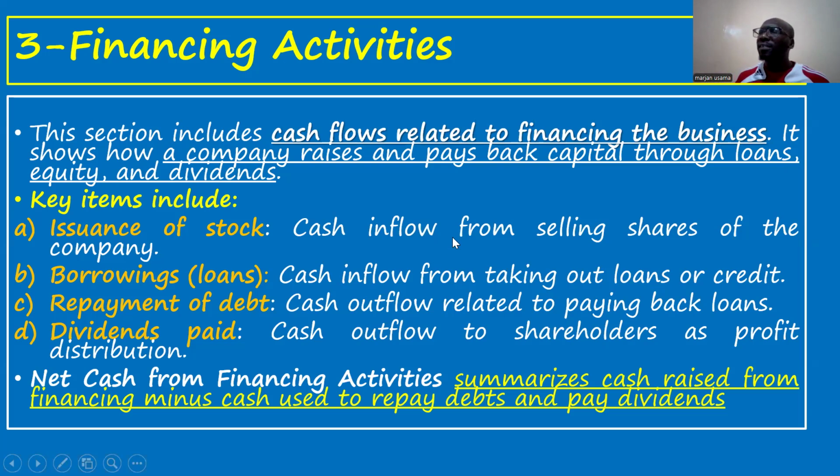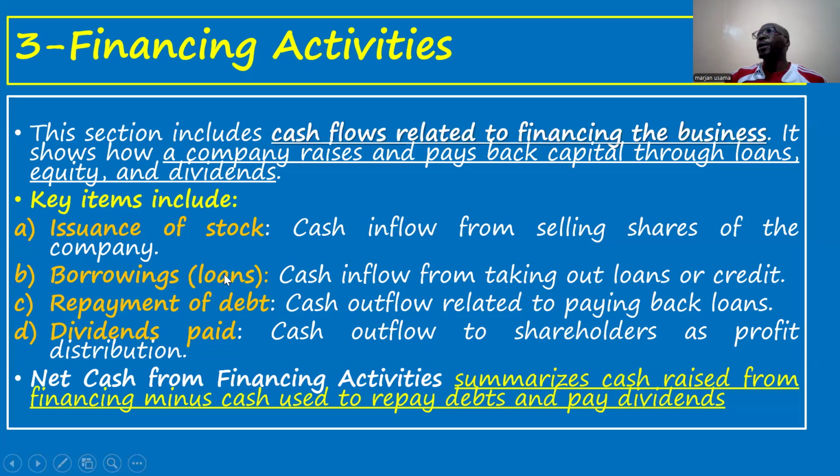So if as a company we need money, what do we do? We sell the shares of our company, or the stocks, and in return, money comes in. That is the meaning of the financing activities related to the issuance of stock. So when we are selling our shares, money comes in.